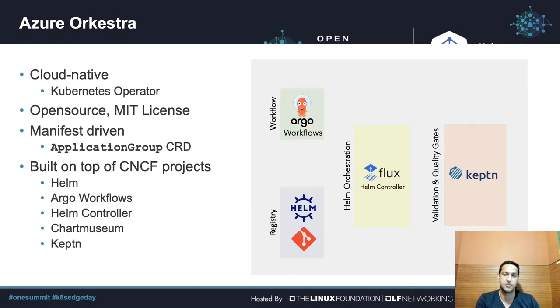Orkestra leverages some popular CNCF projects to achieve the goal of release orchestration, like Argo Workflow as its workflow engine to manage dependencies, Flux CD Helm Controller to automate the Helm operations, Chart Museum as a staging Helm registry for decomposed application charts and subcharts, and Keptn for continuous evaluation and quality.